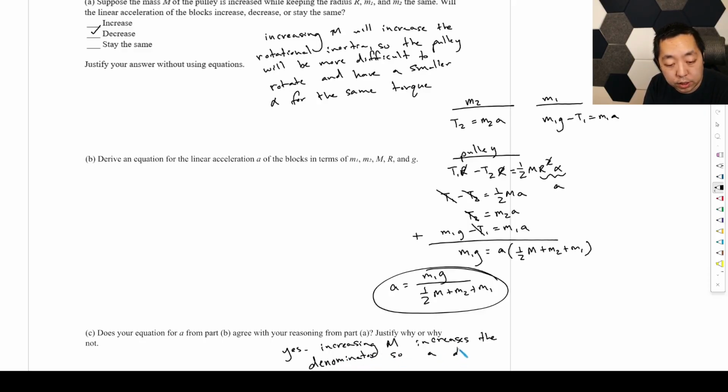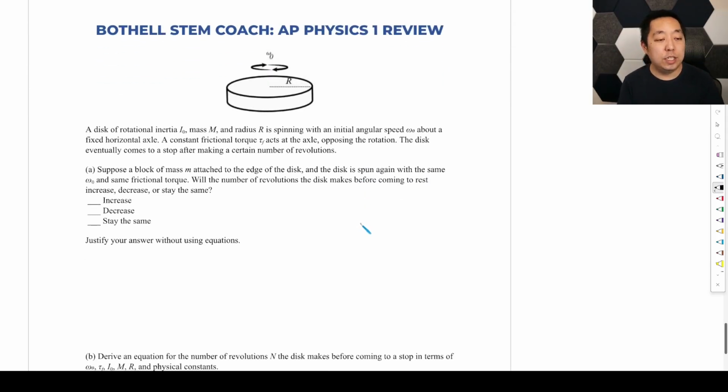So A decreases, which is what we said. Okay. Let's look at another one. A disk of rotational inertia I0, mass m, and radius r is spinning with an initial angular speed omega naught about a fixed horizontal axle. A constant frictional torque acts on the axle opposing the rotation. The disk eventually comes to a stop after making a certain number of revolutions.